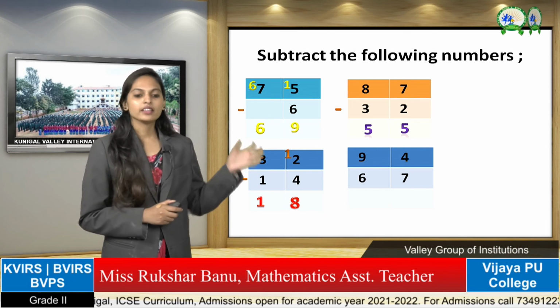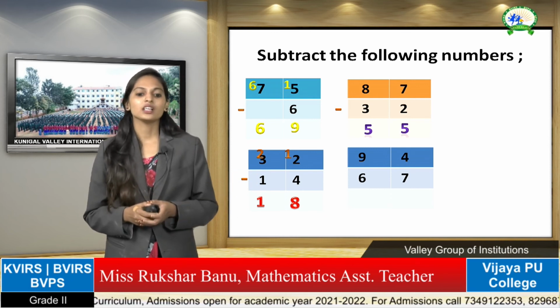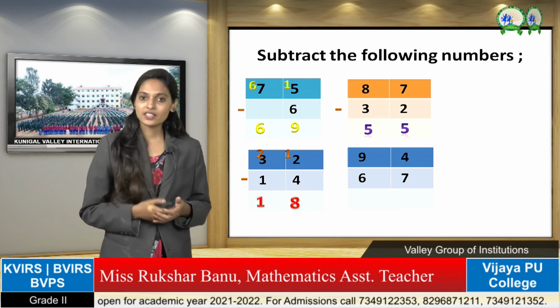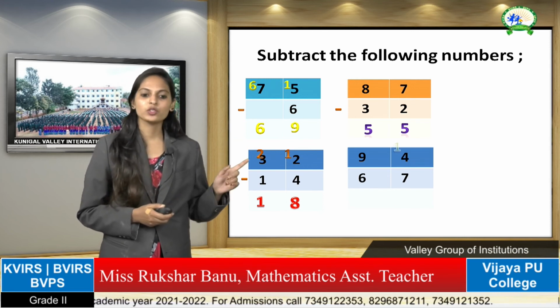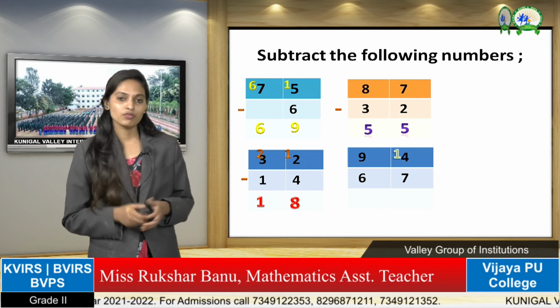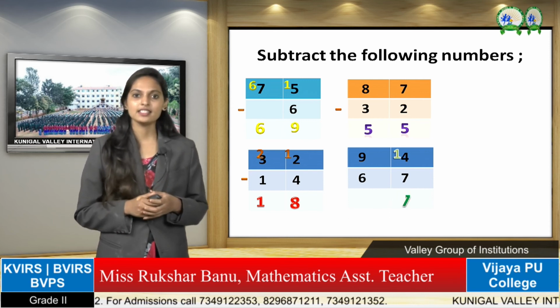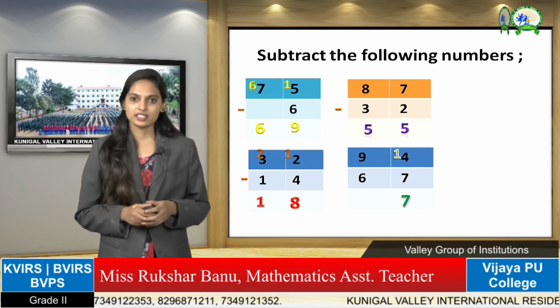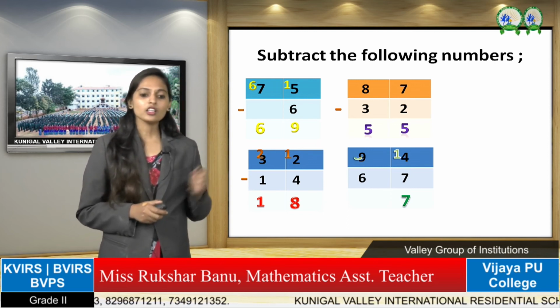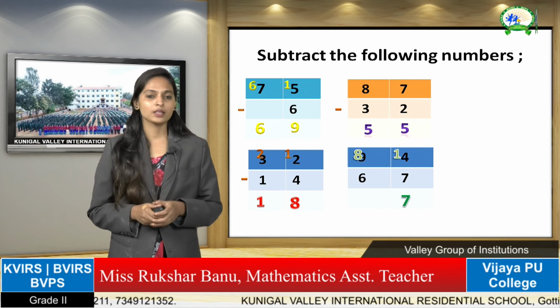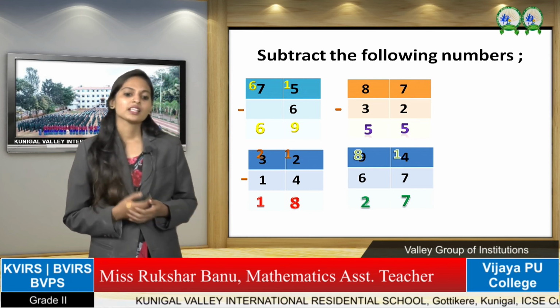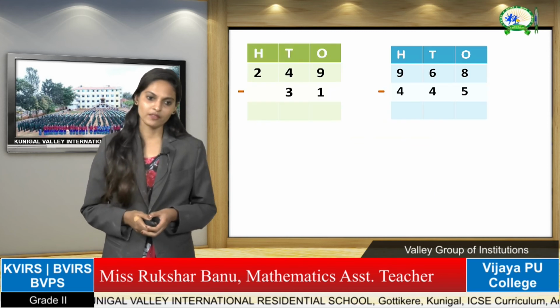Okay children. The next one is 94 minus 67. So 4 minus 7 we can't cancel. 1 we have to take from 9, 10. Now 14 minus 7, yes, that is 7. So in this tens place how many are there now? Yes, 8 is there. So now 8 minus 6, how many will be there? Yes, that is 2. Answer is 27. Like this you have to write.